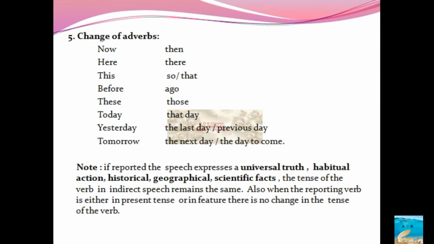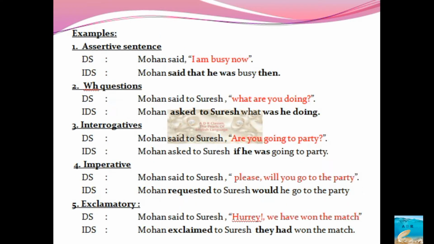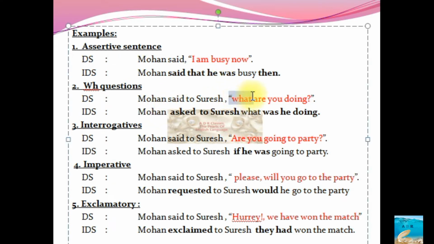For your convenience, I have given an assertive sentence and a WH sentence. Suppose there was a sentence, what are you doing? Now, this is not a positive sentence. This is the WH form of sentence. You can also notice a question mark here. However, in indirect speech, you are not supposed to use a question mark. In direct speech there would be a question mark, but in indirect speech there will not be a question mark at all. So you need to remember this.